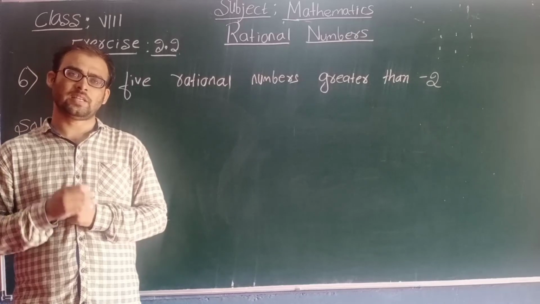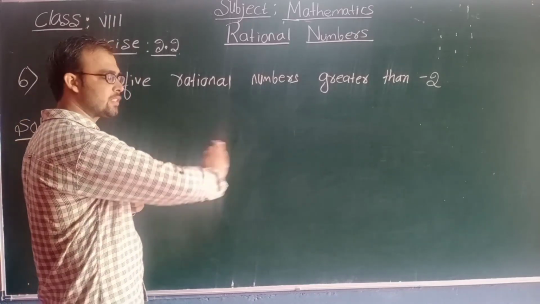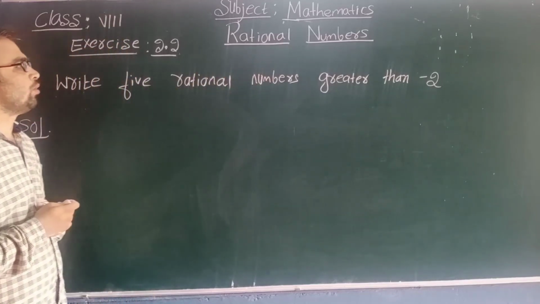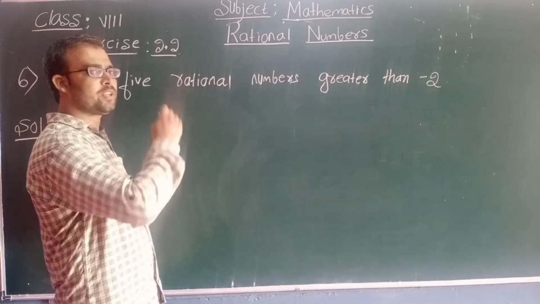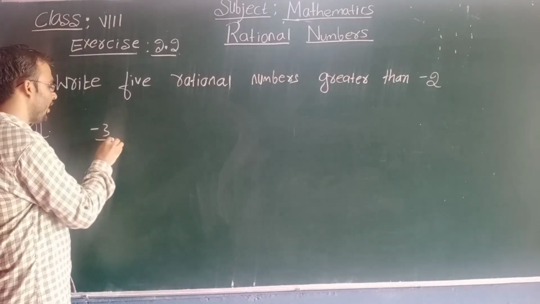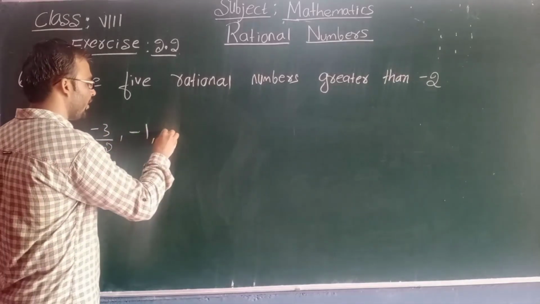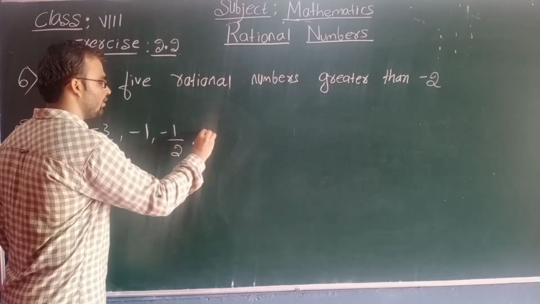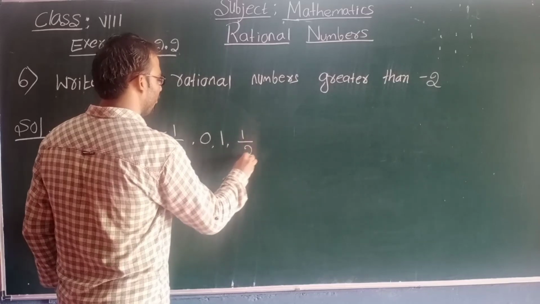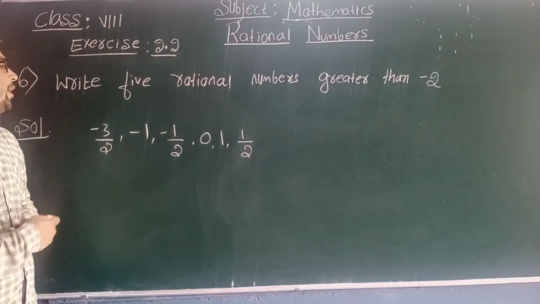Students, if you observe the number line carefully, you will come to know that the numbers towards the right of minus 2 will always be greater than minus 2. So towards the right of minus 2, which numbers can you write? You can write minus 3 by 2, next minus 1, minus 1 by 2, 0, next 1, 1 by 2. Not only 5 numbers, there are many numbers that are greater than minus 2.